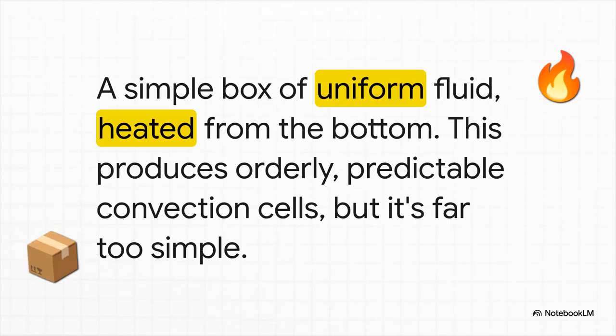So, our very first model is just a simple box of uniform fluid that's heated from the bottom. And what does it do? It produces these beautiful, orderly convection cells. You know, hot stuff rises, cools at the top, and sinks back down in this perfect, predictable loop. It's a fantastic start, but let's be honest, it's way too simple to be the real Earth.